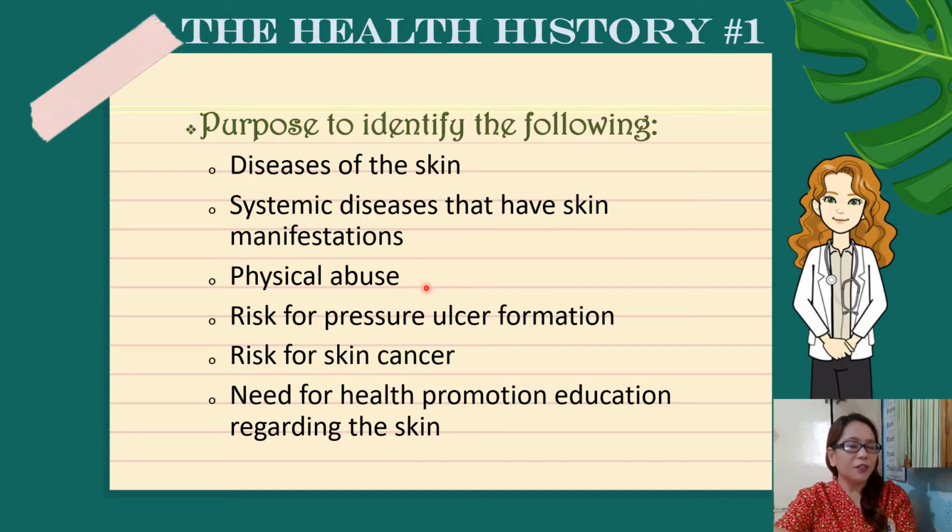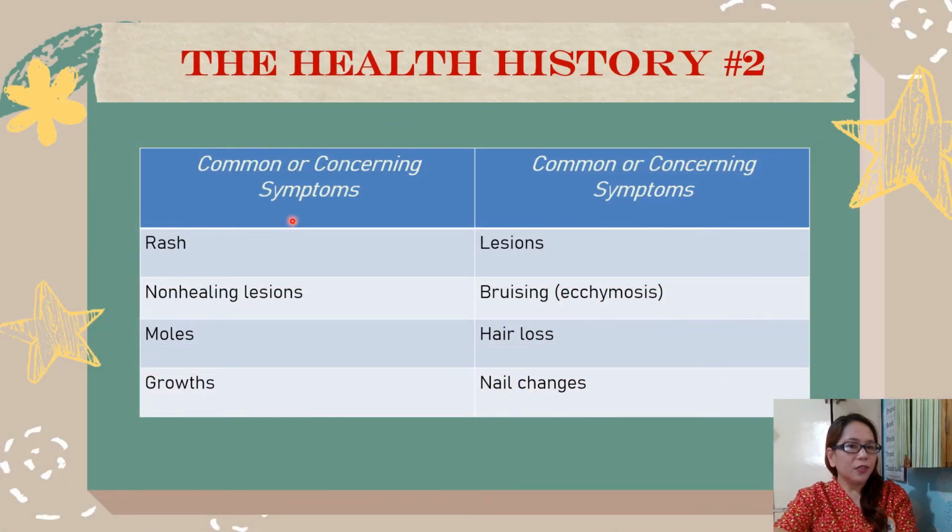Is there a sign of physical abuse? The risk for pressure ulcer formation, again, particularly for the immobile or unconscious patient, the risk for skin cancer, and to identify the need for health promotion, education regarding the skin. So those are the common or concerning symptoms.